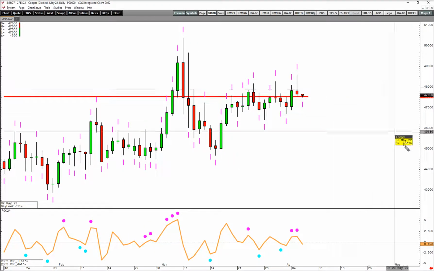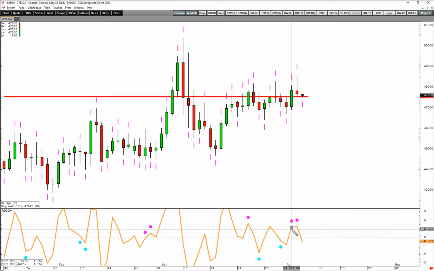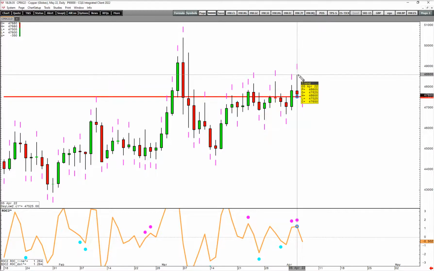If we go back and contrast what we have going on in copper, we have 2 PF3s. That means the market gave it all it had on these 2 days, and that's as far as it could get.